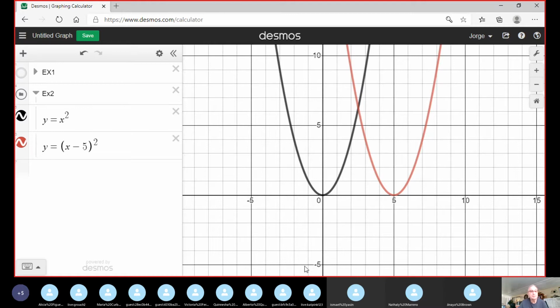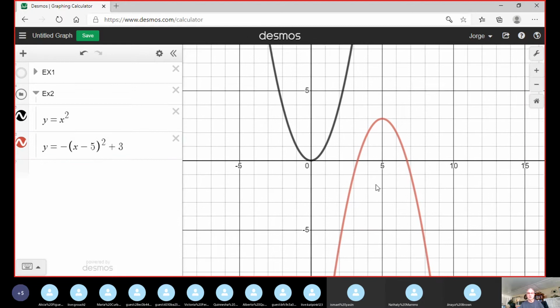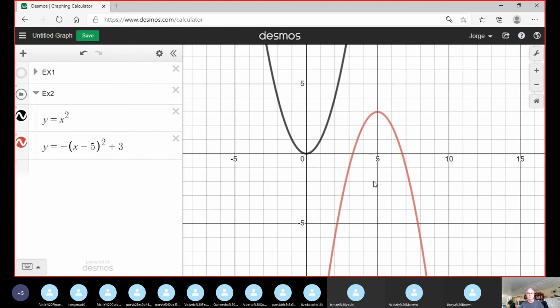Okay, super. Now I put the negative outside. Negative outside, boom, reflection about the x-axis. And finally, plus 3. Plus 3 gives a vertical shift 3 units up. End of the story. This is the final graph, done step by step with the transformations.